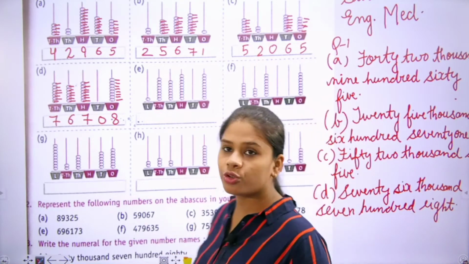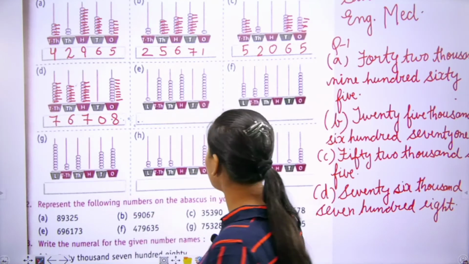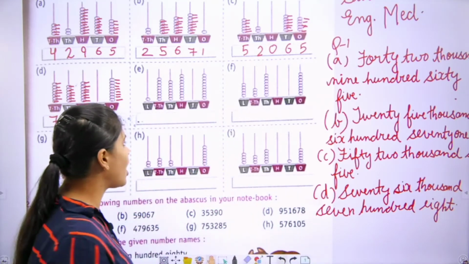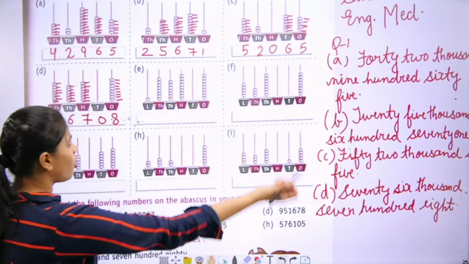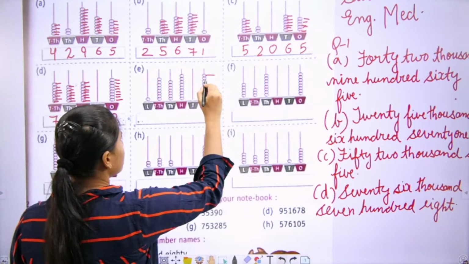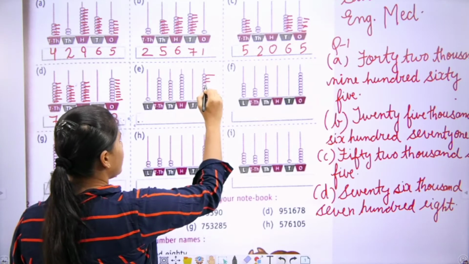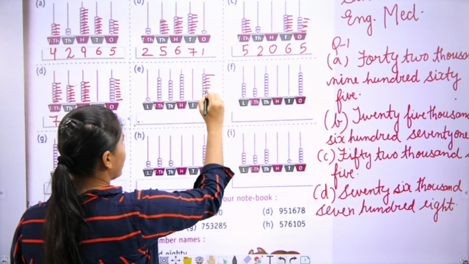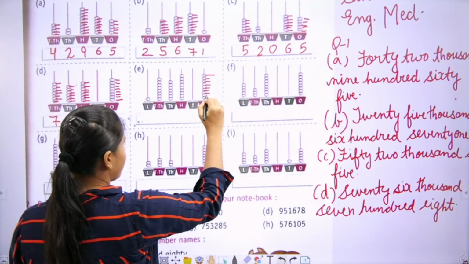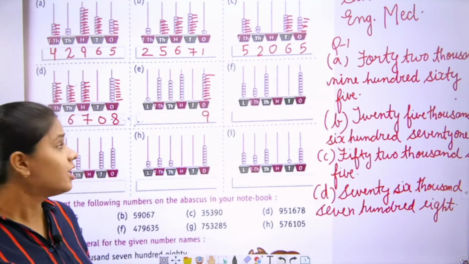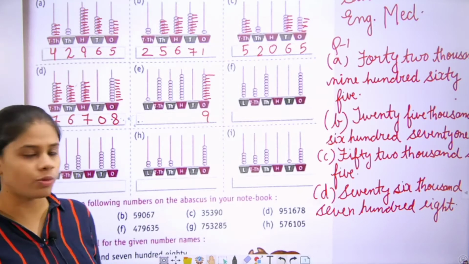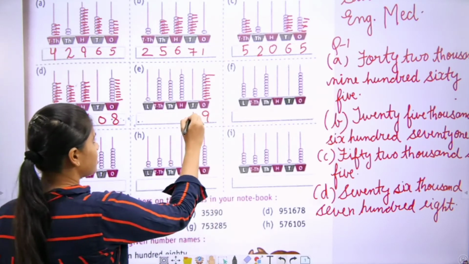Okay, move to the next part, that is E. Again, we have to count from the right hand side, that is ones. Let's count all together. 1, 2, 3, 4, 5, 6, 7, 8, 9. We will write here 9. In 10 side, there are no bits. We will write here 0.